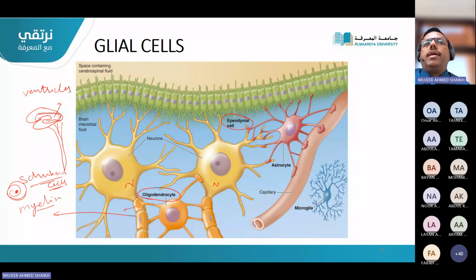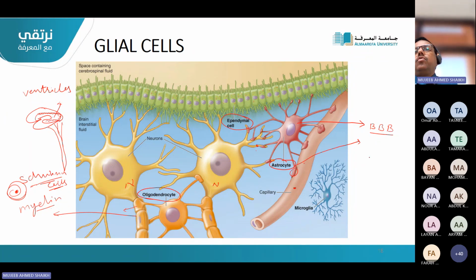One more cell which is found here, the pink or red color, I don't know how you are seeing. These cells are called astrocytes. You will see that one foot is on the blood capillary and another foot is on the neuron. They are putting their feet in two areas, blood as well as the neuron, which is responsible for making the blood-brain barrier. Astrocytes are responsible for making the blood-brain barrier.